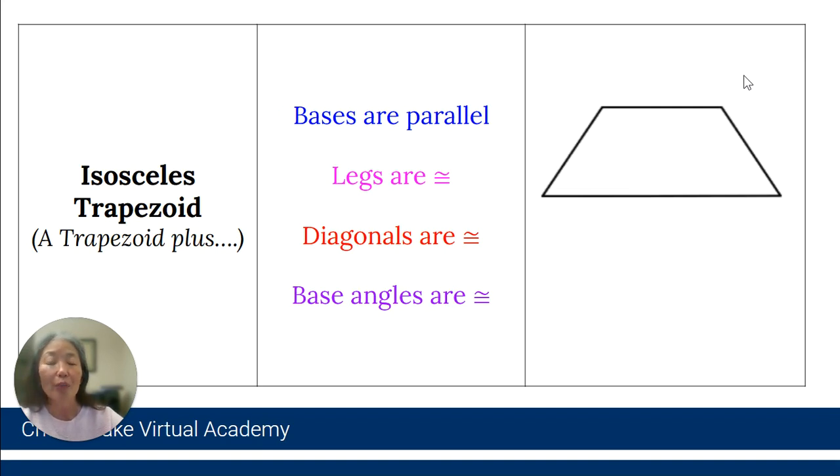Okay, all the properties of a trapezoid also apply to an isosceles trapezoid. In addition to the basic properties of a trapezoid, to make an isosceles trapezoid, we know the bases are parallel, the legs are congruent, the diagonals are congruent, and the base angles are going to be congruent.